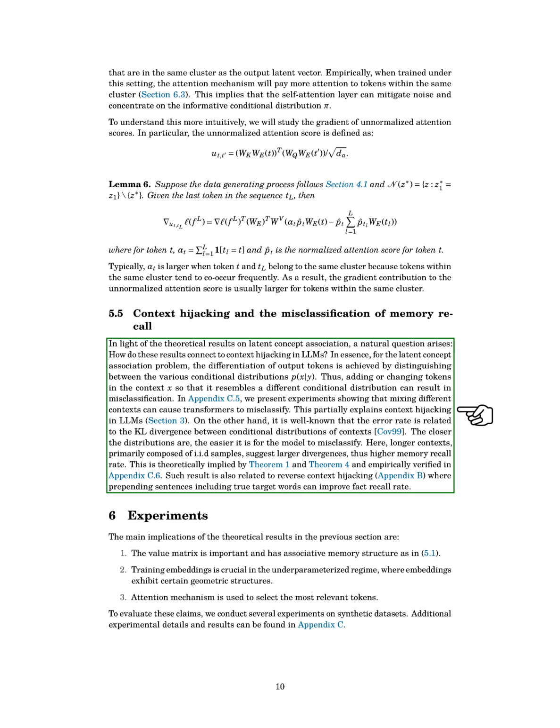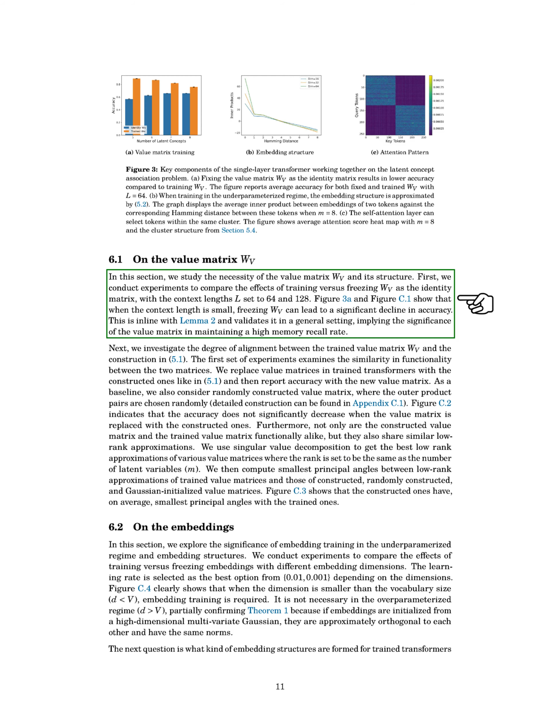Section: Experiments. In this section, we will delve into the experiments conducted to understand the importance of the value matrix, embeddings, and attention mechanism in our model. The value matrix plays a crucial role in maintaining high memory recall rates. We first compare the impact of training versus freezing the value matrix as the identity matrix for different context lengths. Our results show that freezing the value matrix can significantly reduce accuracy, emphasizing the importance of the value matrix.